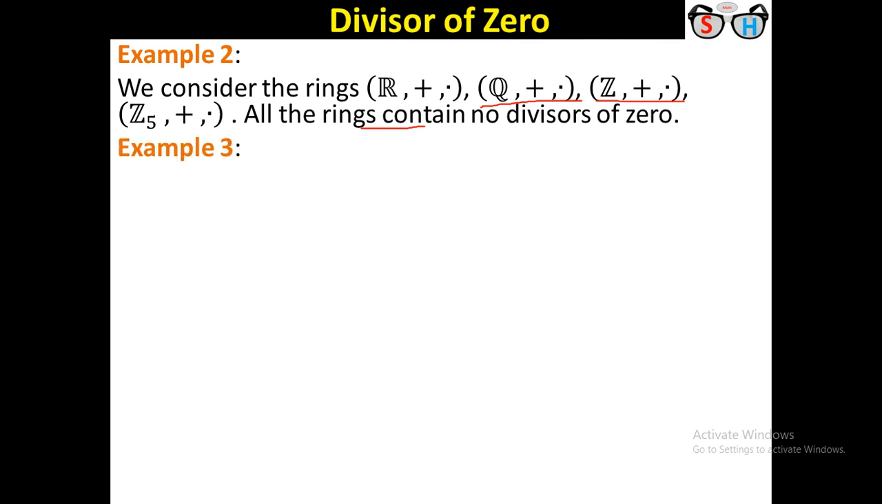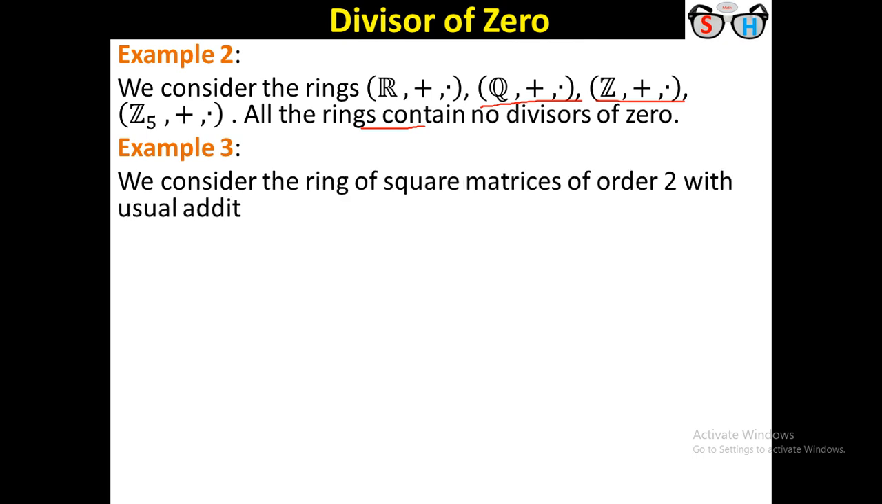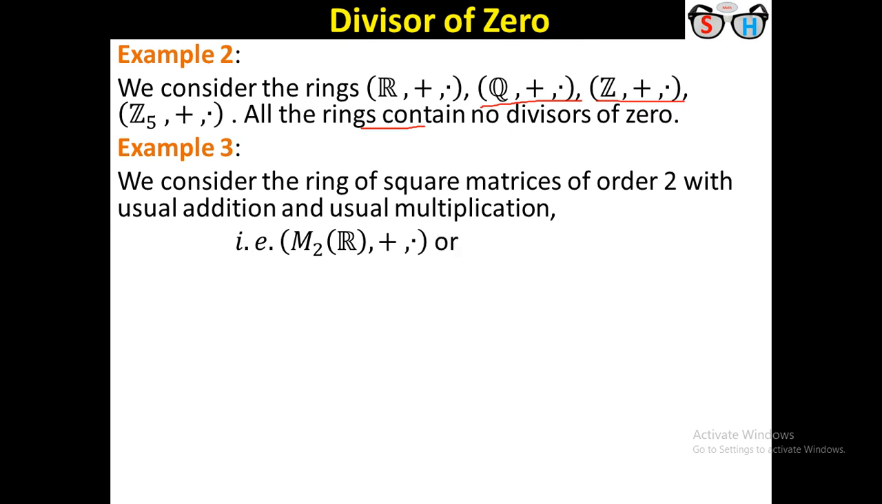Now I will give example 3. Here you consider the set of all square matrices of order 2 with respect to usual addition and usual multiplication. That is, we denote it M2(R) plus dot, or R2 by 2 plus dot. This example was discussed in video 1 part 1. You can see that video. All the links are given in the description box.